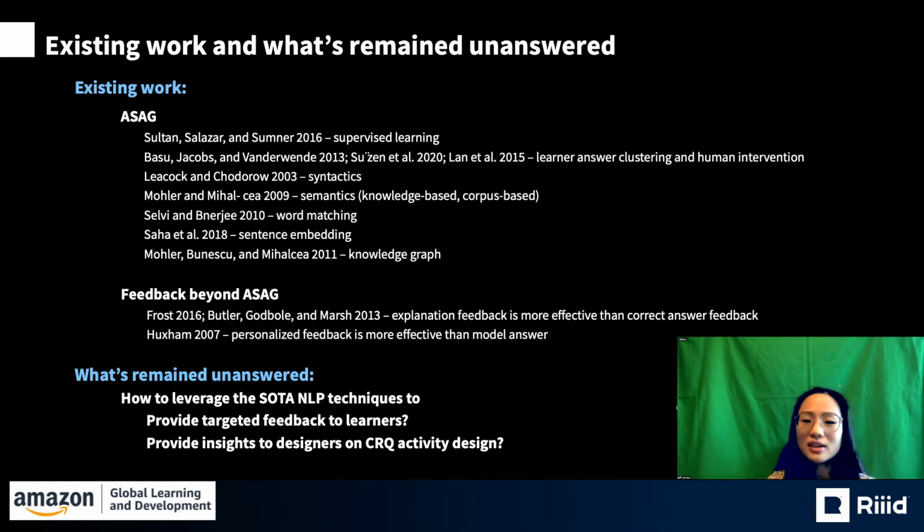And the output of such ASAG is a score, either a binary score or a scale score that indicates how well a learner is performing on that particular activity. It is useful in some sense, but when it comes to providing feedback, then it provides no clue on where the learner needs to improve. On the other thread, people have claimed that we should provide explanation feedback, personalized feedback, other than a predefined expert answer. So that is about existing work.